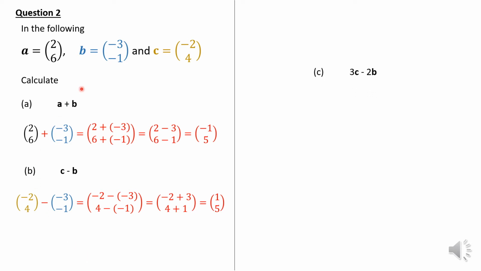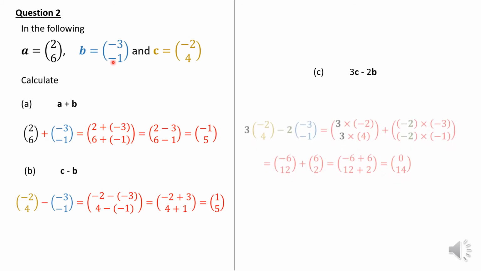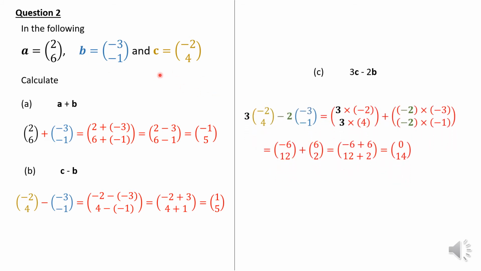Then they say 3 times the vector c minus 2 times the vector b. So 3 times vector c minus 2 times vector b. Remember that 3 multiplies with each component that you find in vector c, that negative 2, that 4 must be multiplied by the 3. And here the negative 2 multiplies each component also. You see, I changed it to a positive because a negative times a negative will give me a positive answer. Once you clean that up, it should definitely arrive at 0, 14.